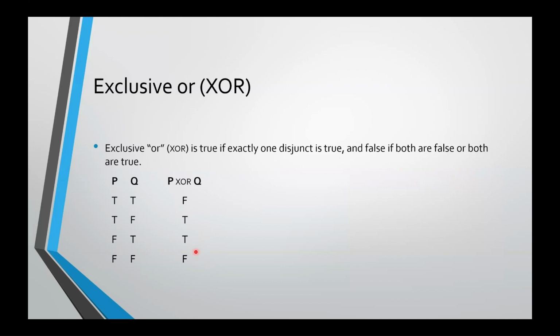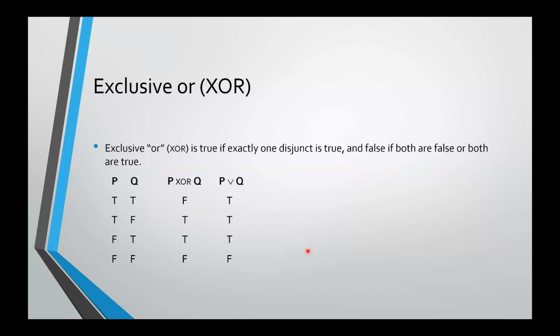Third one we'll look at is exclusive. You have a special connective for this. It's referred to as XOR, for exclusive OR. This is the truth table for it. It is true when exactly one of the disjuncts is true, and it's false if they're both true or both false.